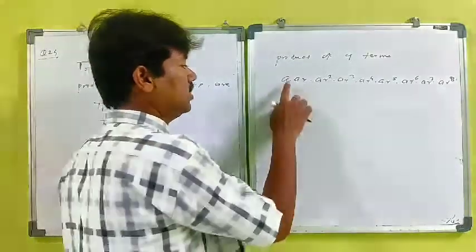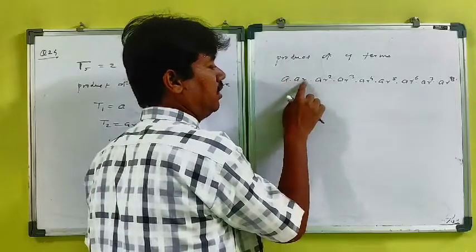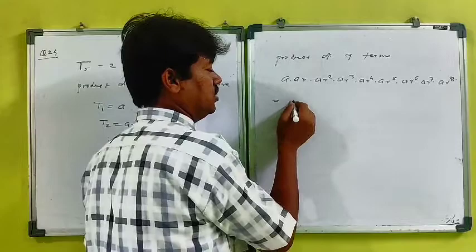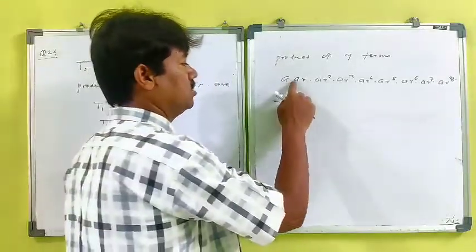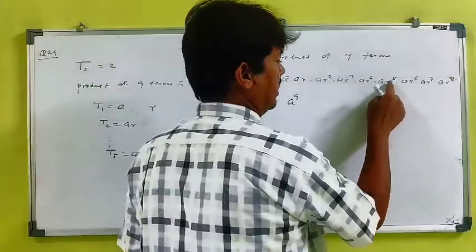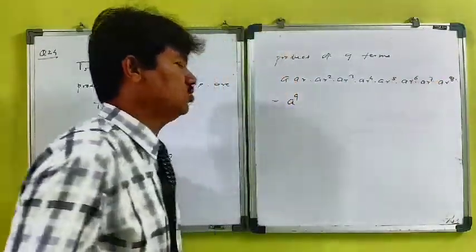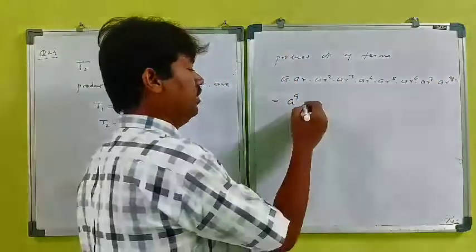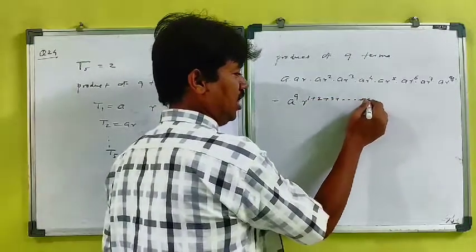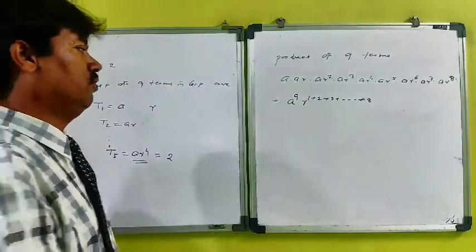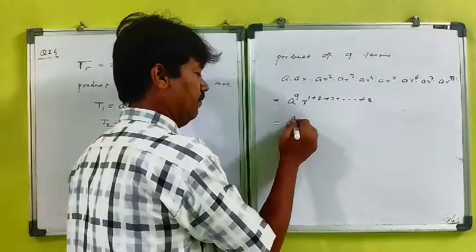So clearly from this 1, A will be multiplied by 9 times, so A raised to 9 will come. That is 1, 2, 3, 4, 5, 6, 7, 8, 9. So A raised to 9. The R power will be added here. So it is 1 plus 2 plus 3 up to 8. Like this.